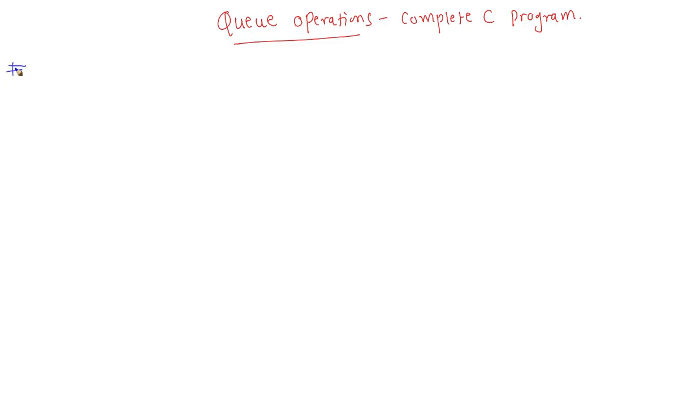So I'll start from #include stdio.h, then #include conio.h. Console input output operations can be done by using the conio.h header file, right? And then we'll define this macro, #define SIZE, for the size of the queue. Let's say the size of the queue is 10, right?